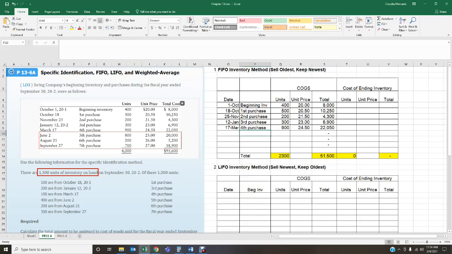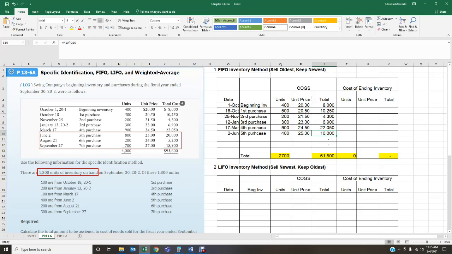So that means that this fifth purchase, which is happening on June the 2nd, I know that I had 800 units, 400 are still sitting in my warehouse. So that means that you sold how many units? If you had 800 and you have 400 sitting in your warehouse, that means you must have sold 400 units at $25 a piece. So now these represent the units that were sold.